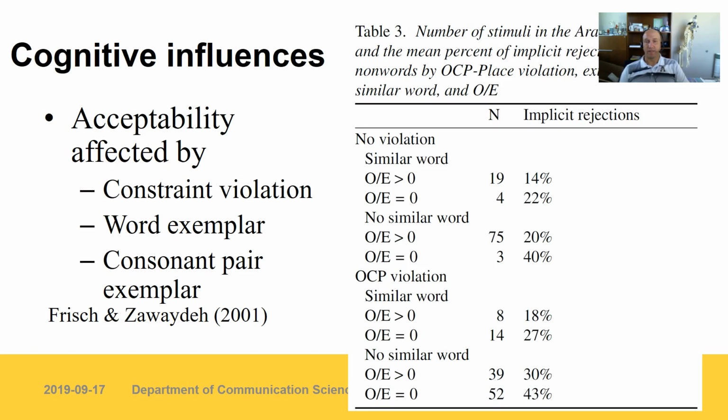So both within the violation group as well as the non-violation group, we have increasing rejections when there is no similar word exemplar, when there is no example of that particular consonant pair found in the lexicon. So all three of these factors interacting with the likelihood of rejection of a novel form.